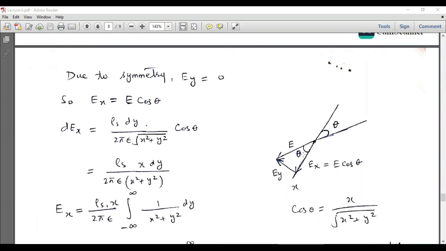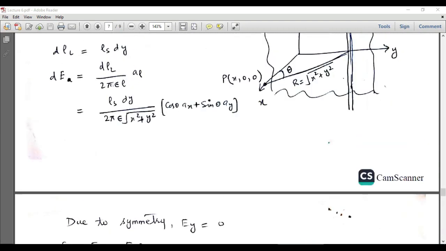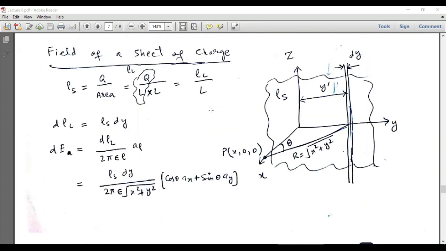So if this angle is theta, this angle will also be equal to theta, and this is our ex and this is our e. So e can be transformed into two components. This is ex and this is ey, and ex is equal to e cos theta. And this is our expression for the differential electric field. And again, we will use the symmetry as we used for the line charge. Now our differential source is located at this point, and if our source of line charge is placed at this point, then definitely the electric field intensity will have both components, the y component and the x component.